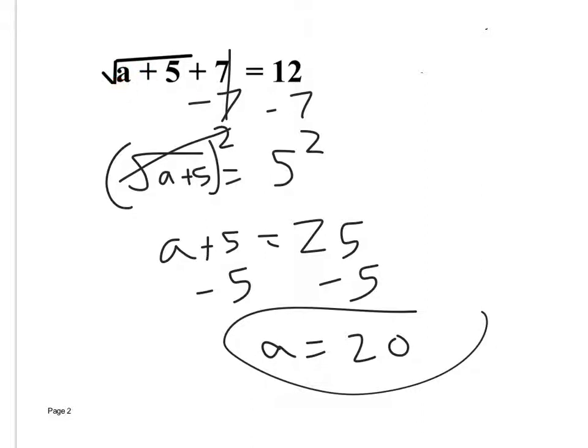Plug it in here. 20 plus 5 is 25. The square root of 25 is 5. 5 plus 7 is 12. So a must be 20.